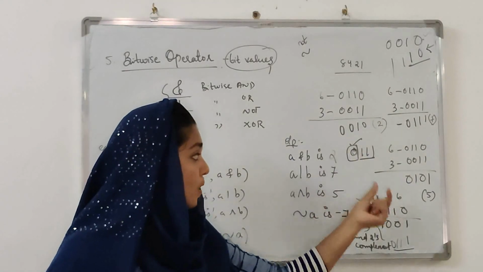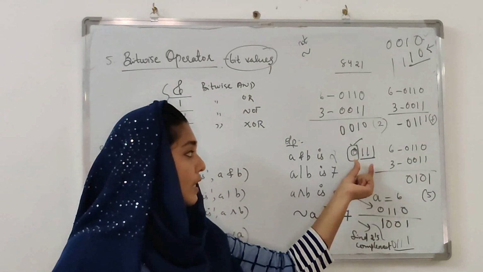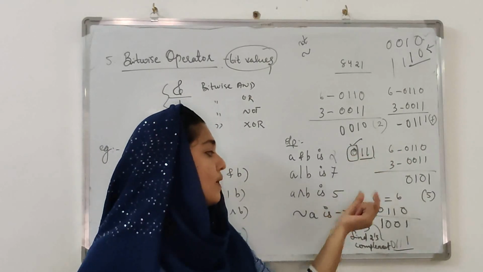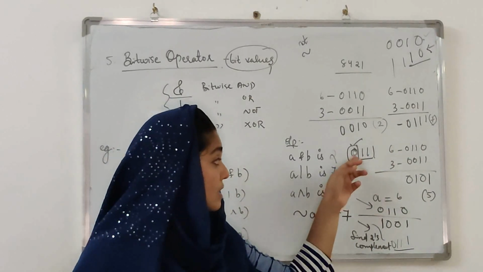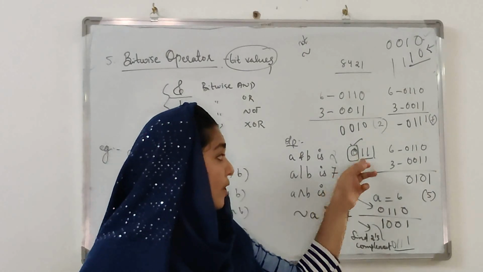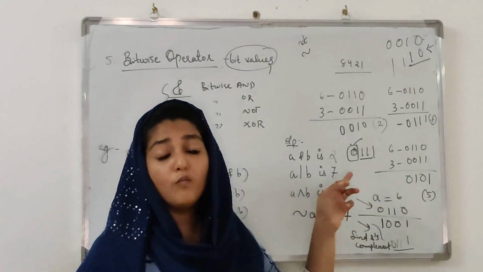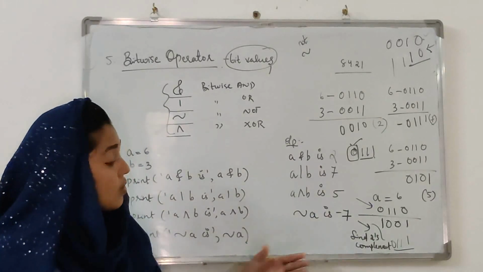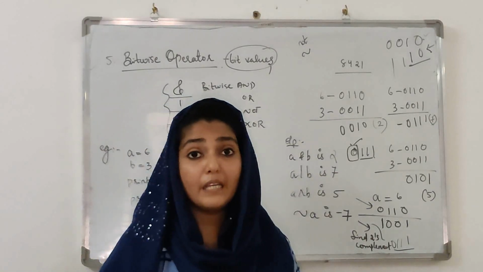So according to our question, the final answer is 0, 1, 1, 1, which means it is equal to minus 7, because this 0 means minus, and 1, 1, 1 denote the number 7. So here we finish our binary operators.